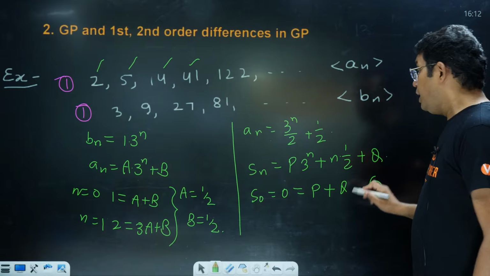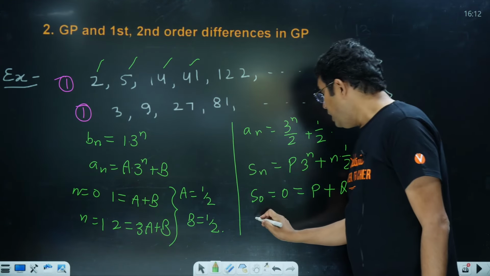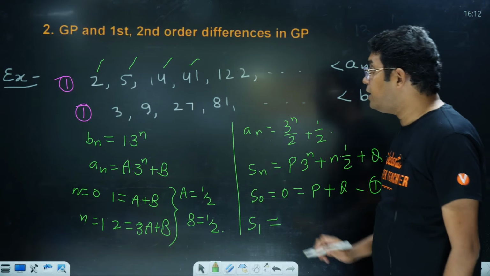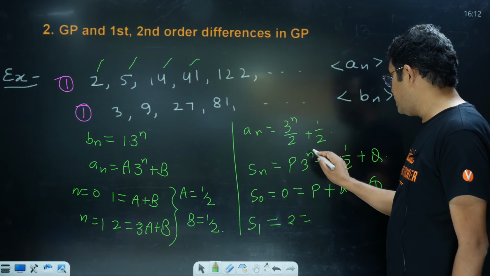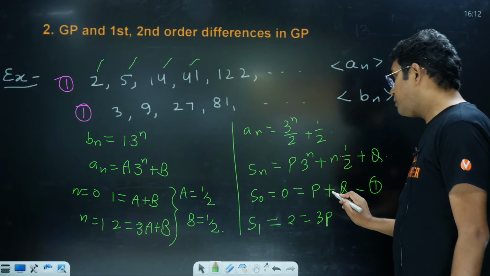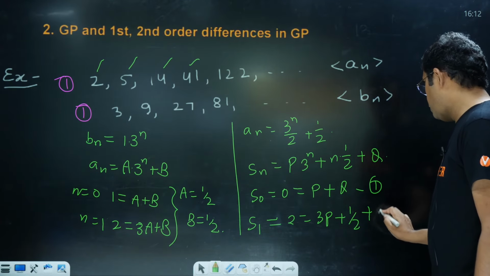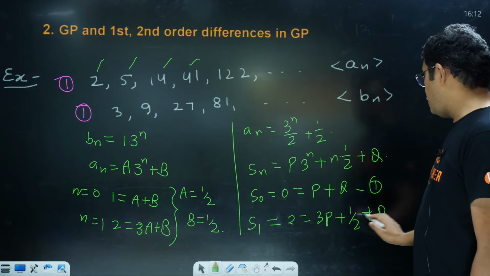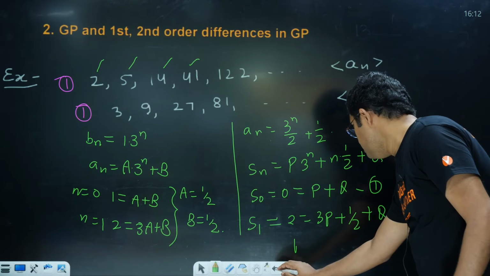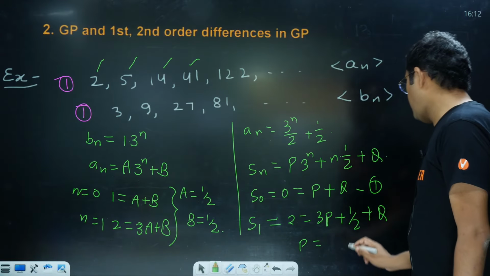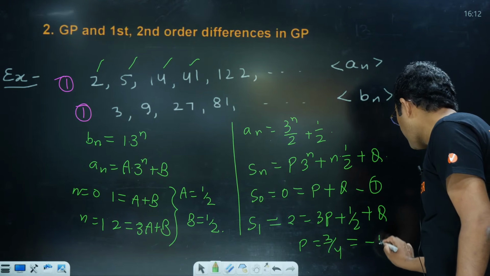That's one equation. Now to find P or Q, I think I need one more equation, and now it's up to you. If you want S1, yeah, I think that's fine. It will be 2, and that will be, if you put n is equal to 1, so 3P plus 1 by 2, I am putting n is equal to 1, plus Q. Okay, P plus Q is 0, so this will remain 2P. So P will be equal to, I think 1 minus 1 by 4, so I think 3 by 4. P is 3 by 4 and Q is minus 3 by 4.